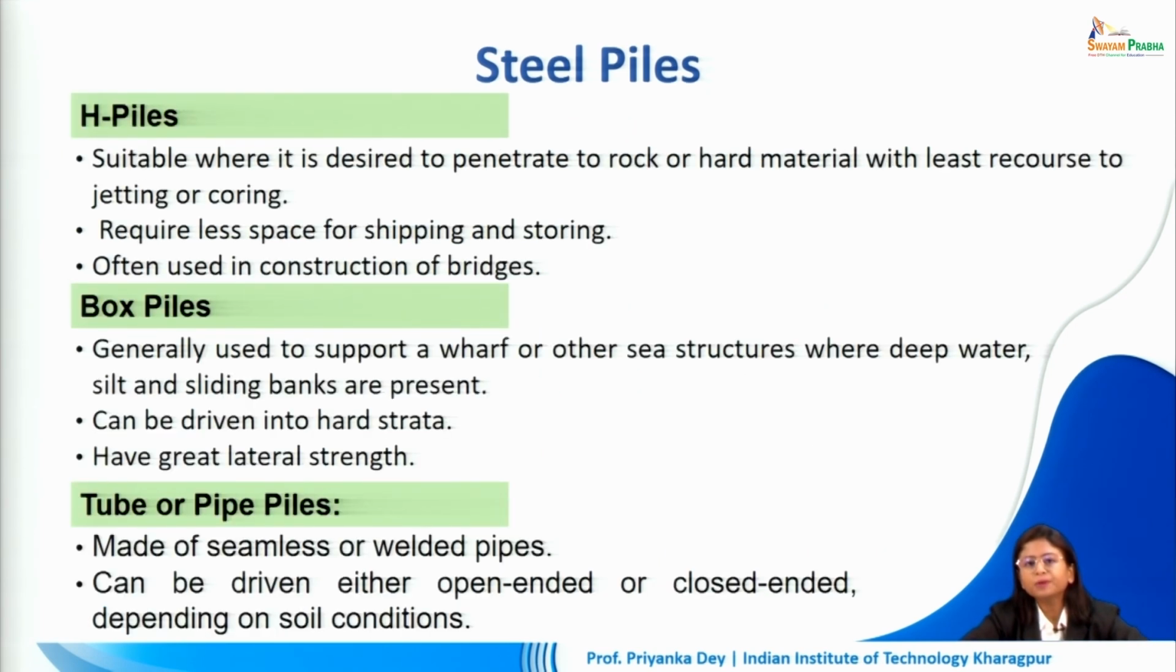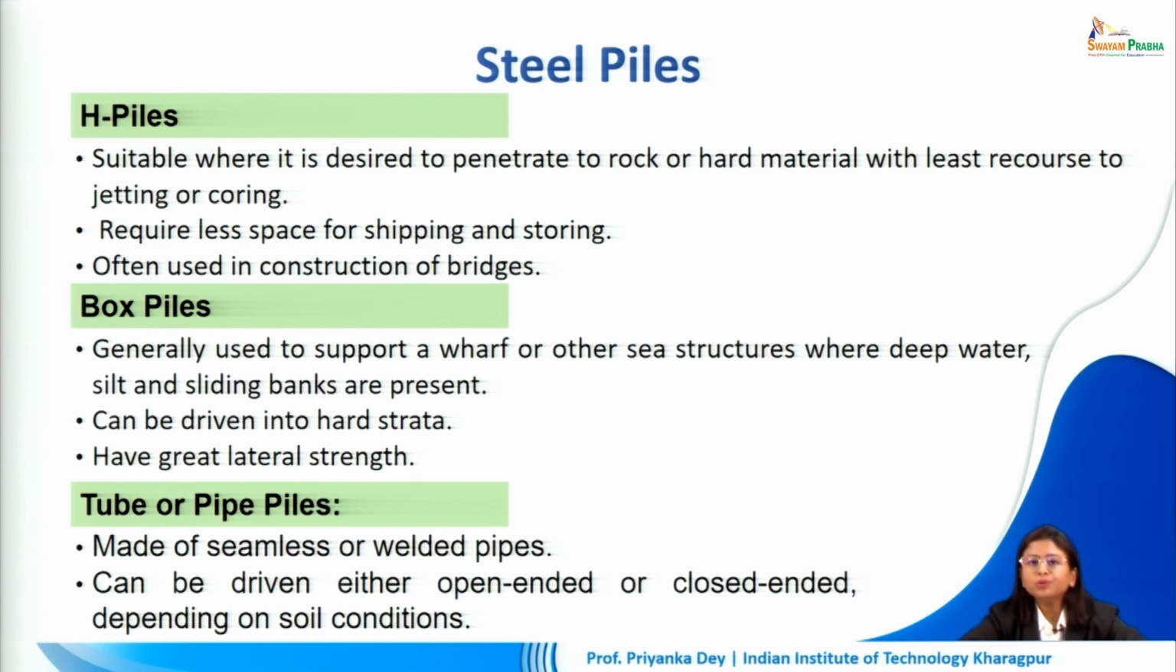H piles are suitable where there is a need to penetrate hard material or rock, and we do not want a particular pile where there is some susceptibility of jetting or coring. So we do not want a pile which can get cracked or damaged while inserting into the ground, because we are dealing with a hard strata. It requires less space for shipping and storing, because H piles can be easily put together and sent in transportation, trucks, etc.